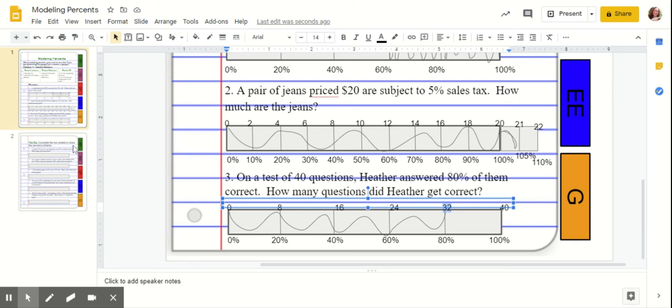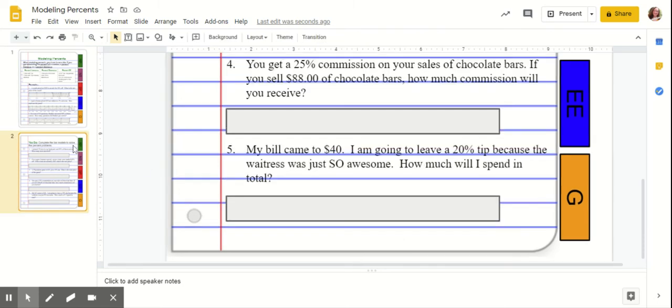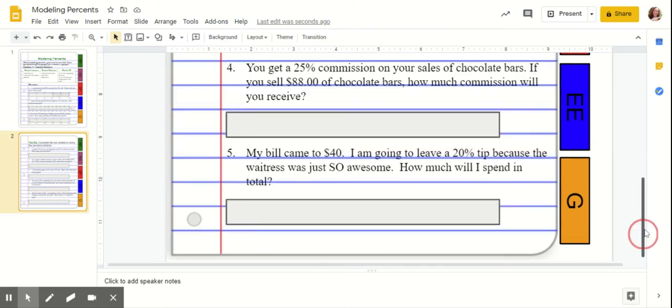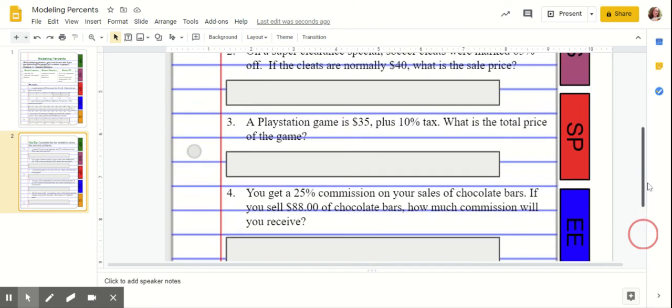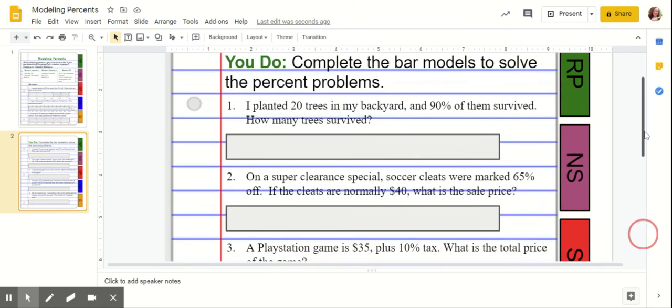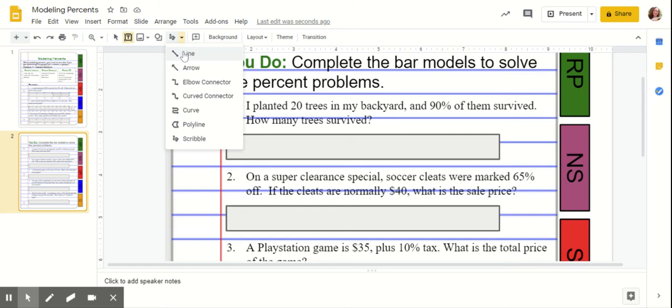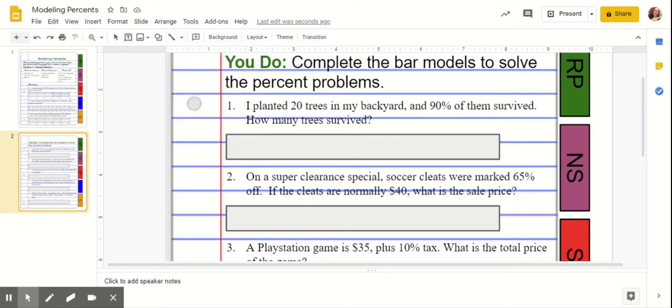Your job now is to answer some of these questions yourself. There's 5 different questions. They're a mixture of increase, decrease, or percent of. Notice that the models are not labeled and they are not divided up. That's going to be your job. So use tools like the text box to label things, use the scribble tool to color, and use the line tool to divide it up. Make sure that you're labeling clearly and highlighting your answers.